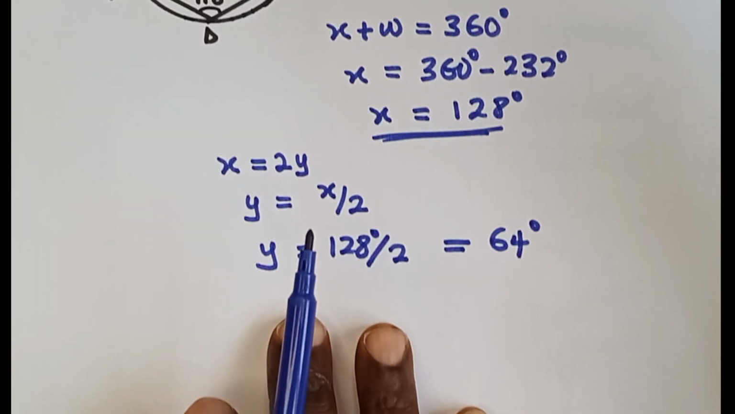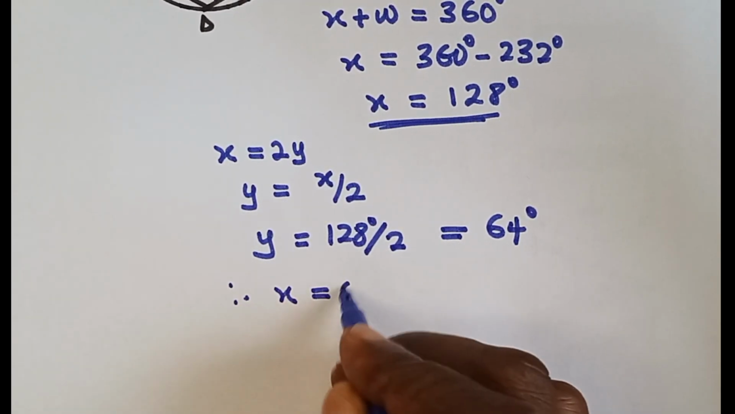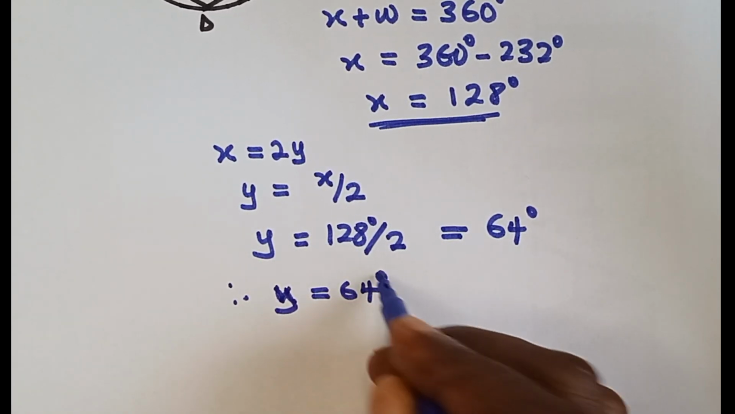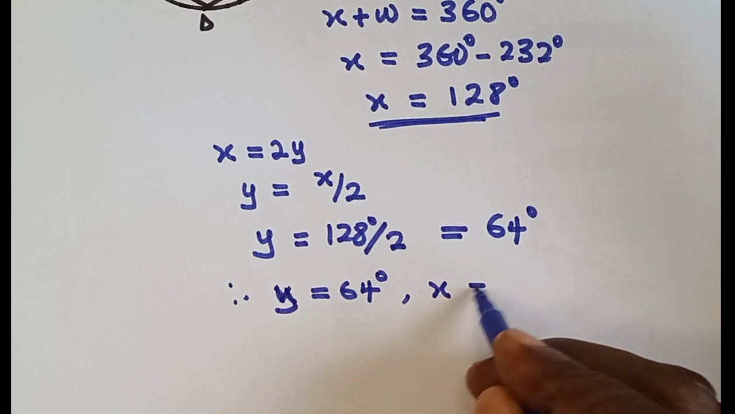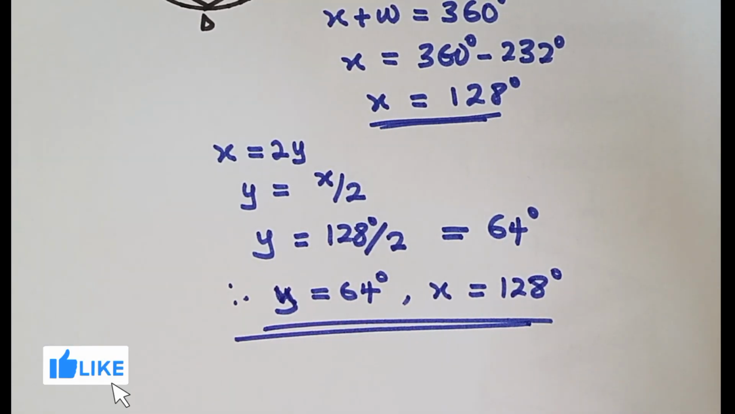Let's write that. Therefore, x equals 64 degrees, y equals 64 degrees, yx equals 128 degrees. That is our final answer.